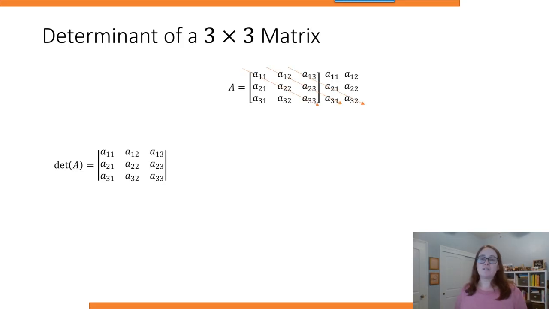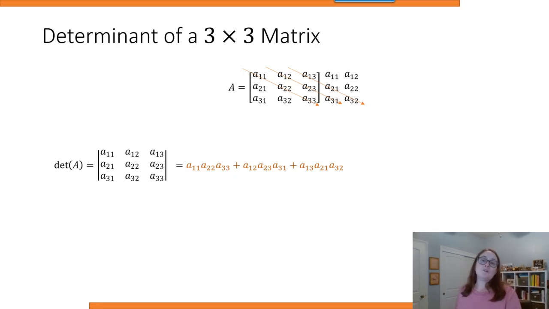In fact, it gives me 3 diagonals going down to the right. And so what I do to find the determinant is I will multiply the 3 numbers in each diagonal and add them up. Okay, so I get the main diagonal of the matrix, and then by extending the matrix out, I get 2 more diagonals that I can multiply there. So I'm going to get 3 numbers from those 3 products.